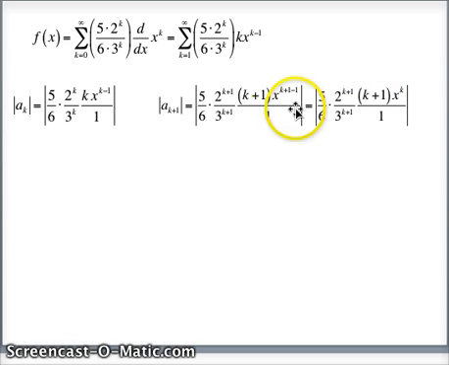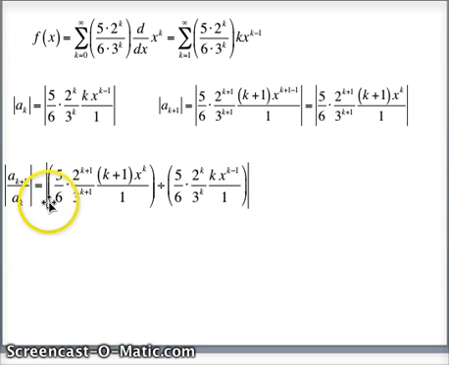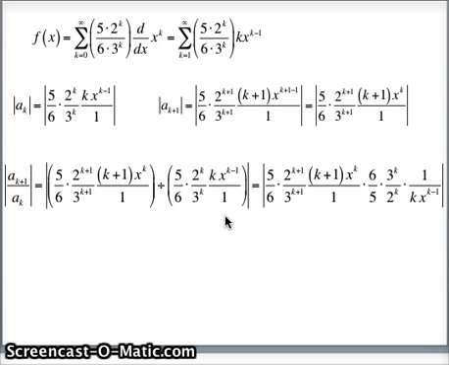Using the ratio test, we will take a sub k plus 1 absolute value divided by a sub k absolute value, and then take the limit as k goes to infinity of that ratio. So it's this divided by this. This, of course, is a sub k plus 1 divided by a sub k divided by that. If we want to divide fractions, change the division to multiplication and take the reciprocal of the thing on the right. So we come times 6/5, 3 to the k over 2 to the k, 1 over k times x to the k minus 1, which is what we have here.